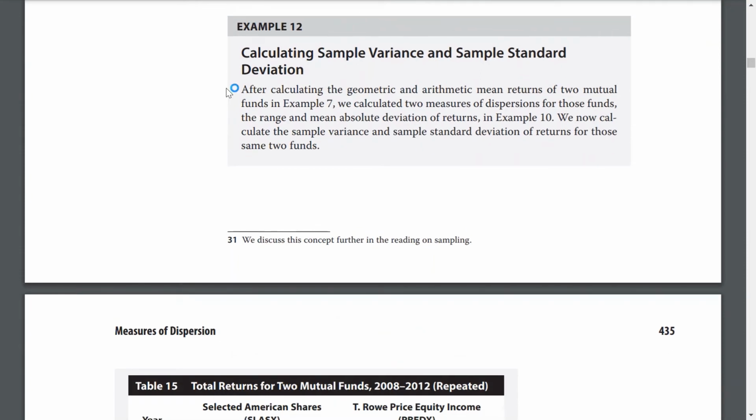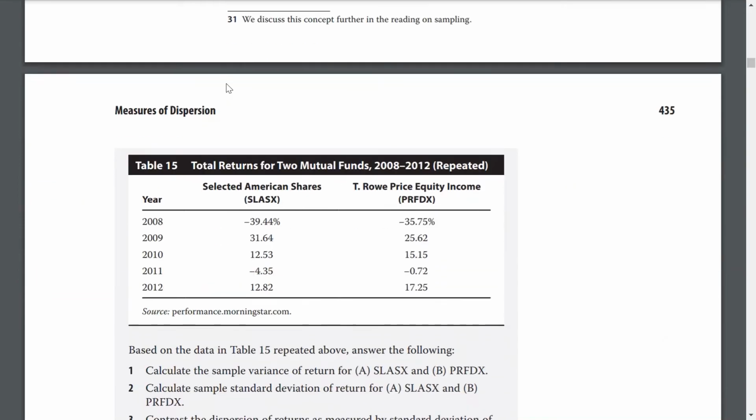After calculating the geometric and arithmetic mean returns of two mutual funds in example 7, we calculated two measures of dispersion for those funds, the range and mean absolute deviation of return, in example 10. We now calculate the sample variance and sample standard deviation of returns for those same two funds. So these are the funds.